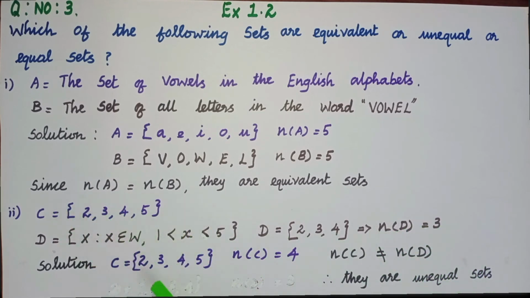The set C is already listed: 2, 3, 4, 5. The number of distinct elements in set C is 4. So the cardinality of set C is 4. Here, set D has one element fewer than set C. Therefore, the cardinality of set C is not equal to the cardinality of set D. Therefore, they are unequal sets.